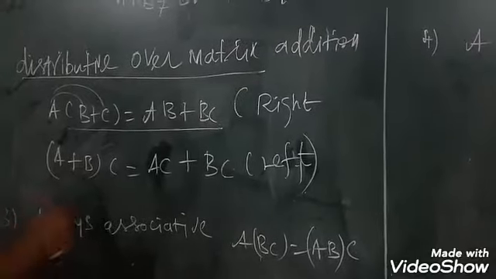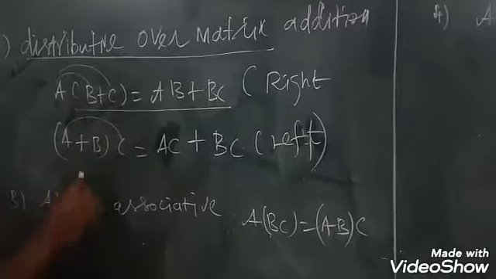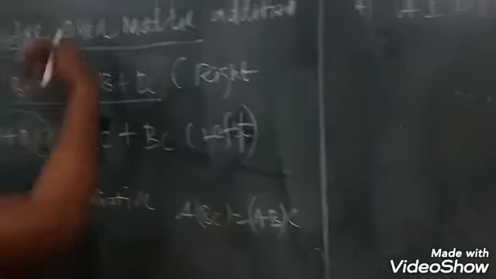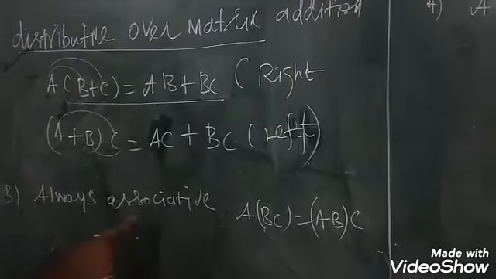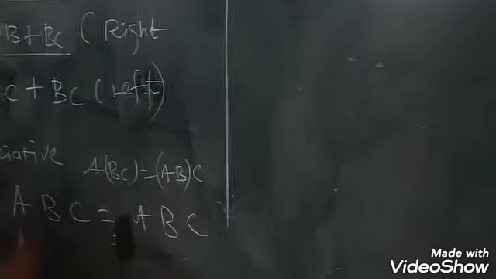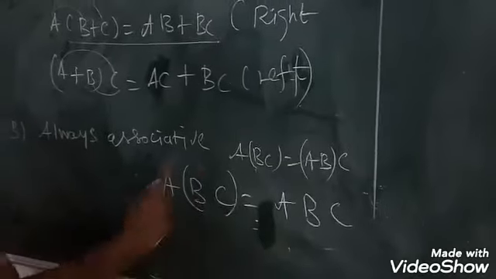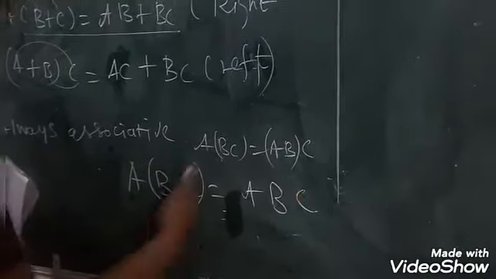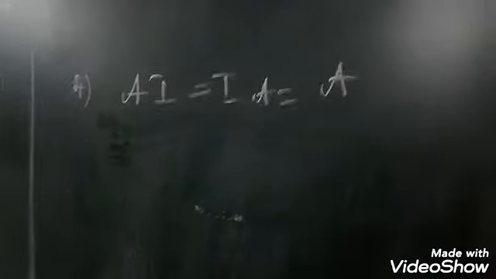Okay, girls. Then next, the left hand side, A plus B into C, is AC plus BC. The distributive property over matrix addition should hold. Okay girls, then matrix multiplication is always associative. Associative everyone knows. How do you check, girls? Just put brackets around. First you multiply B cross C, then if you multiply with A, you will get an answer. Similarly, if you multiply AB first, then multiply with C, you will get the same answer. So it is always associative.